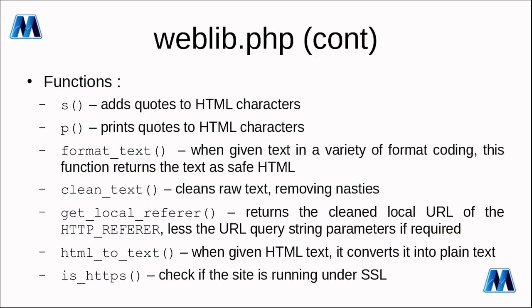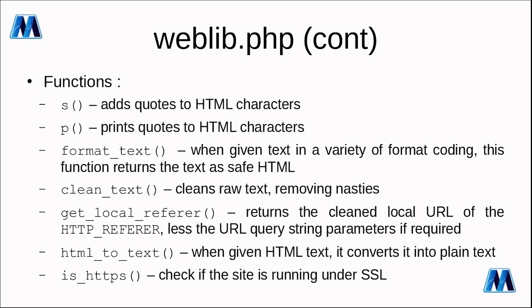Right, continuing some general functions. S, which adds quotes to HTML characters. P, that prints quotes to HTML characters. I suspect one returns and the other one echoes straight away. I've rarely had to use those. I don't think I've ever used them actually, but there's a case for using them. Format text, which, when given text, ensures the text is safe HTML. Clean text takes raw text, removes any nasties out of it. Get local referrer. If you're trying to get the referrer, you've got several options there as to how you require the referrer to be returned.